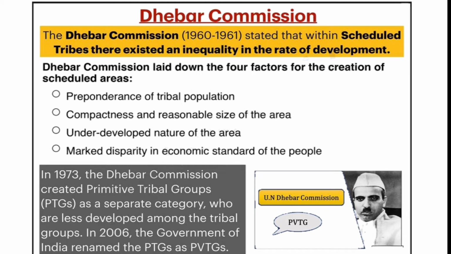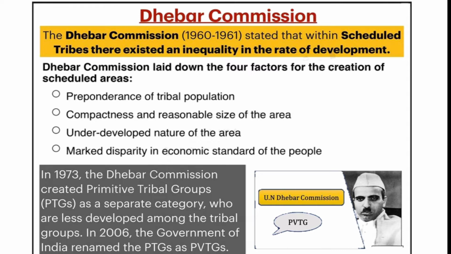Dhebar Commission. The Dhebar Commission, 1960-1961, stated that within scheduled tribes there existed an inequality in the rate of development. Dhebar Commission laid down the 4 factors for the creation of scheduled areas. 1. Preponderance of tribal population. 2. Compactness and reasonable size of the area. 3. Underdeveloped nature of the area. 4. Marked disparity in economic standard of the people.